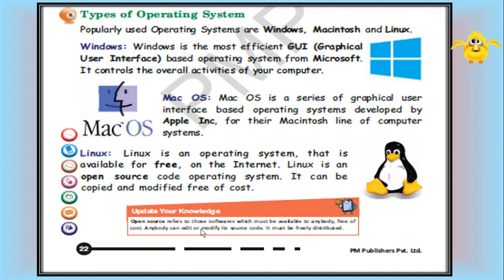And the second word which we have learned here, that is open source code operating system. It means these programs are openly kept on the internet. You can download the operating system like Linux and you can make the changes if you need. These are called open source code operating system.